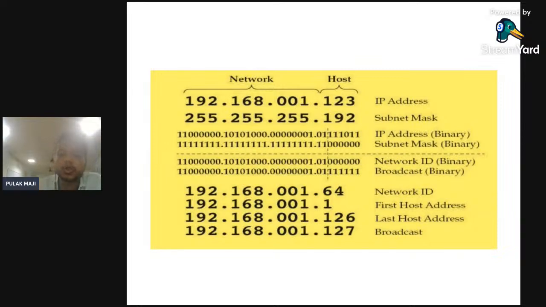Similarly for S2, let me remove this. How can we find out S2? Okay, so how can we find out S2? Let's wait for a minute. How can we find out S2?